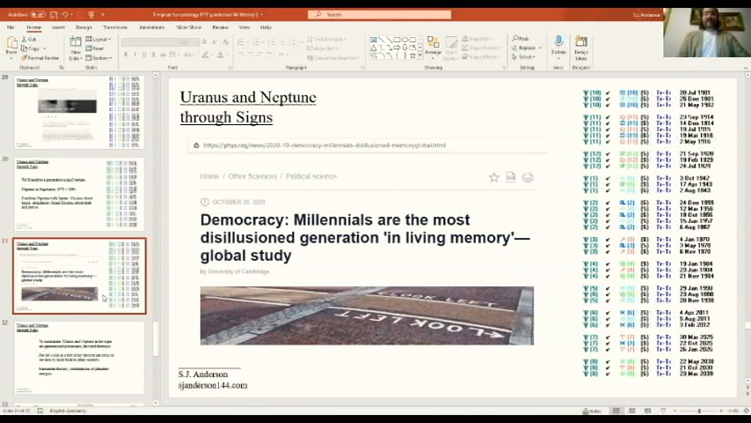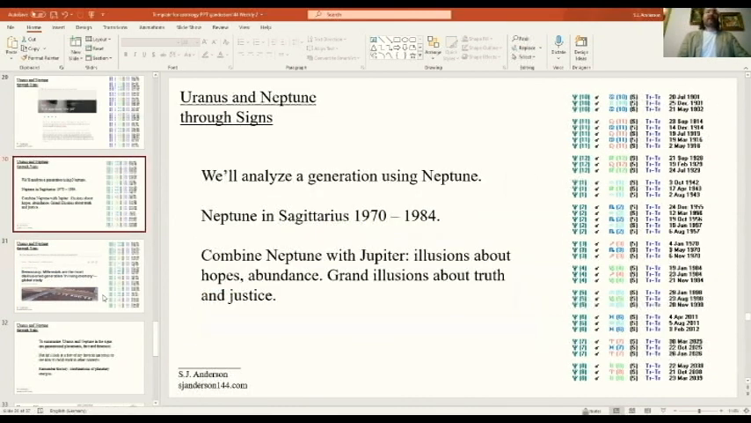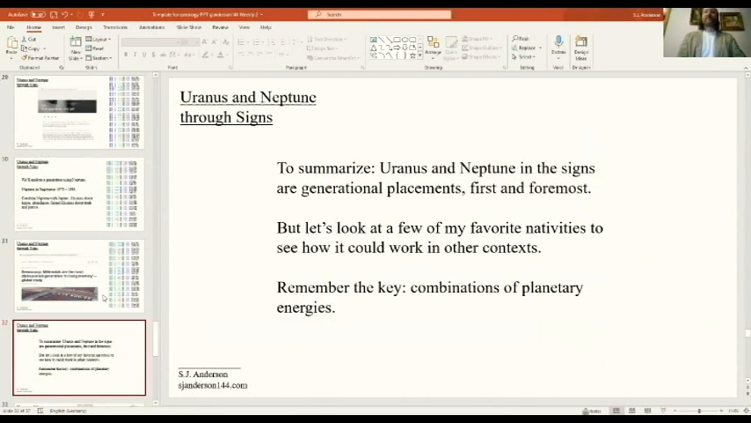So these are just two examples of how I mainly work with Neptune and Uranus through the signs as a technique of generational understanding and analysis. And that's first and foremost how I approach them and use them. But in the context of the nativity, I'm going to show you how I would do that too. I'm going to look at a few of my favorite nativities, see how this analysis can work in those contexts.